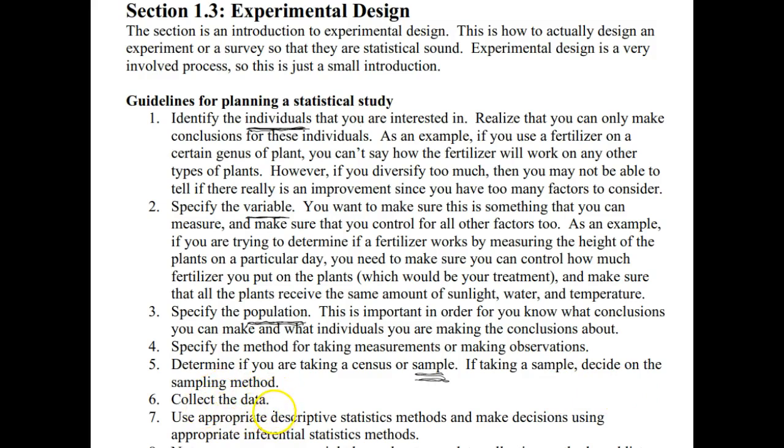Then we collect the data, and then we're going to use the appropriate descriptive statistics methods and make decisions using the appropriate inferential methods. And these will depend on the type of data. So whether it's qualitative or quantitative will then determine which type of descriptive statistics and inferential statistics methods that we use.